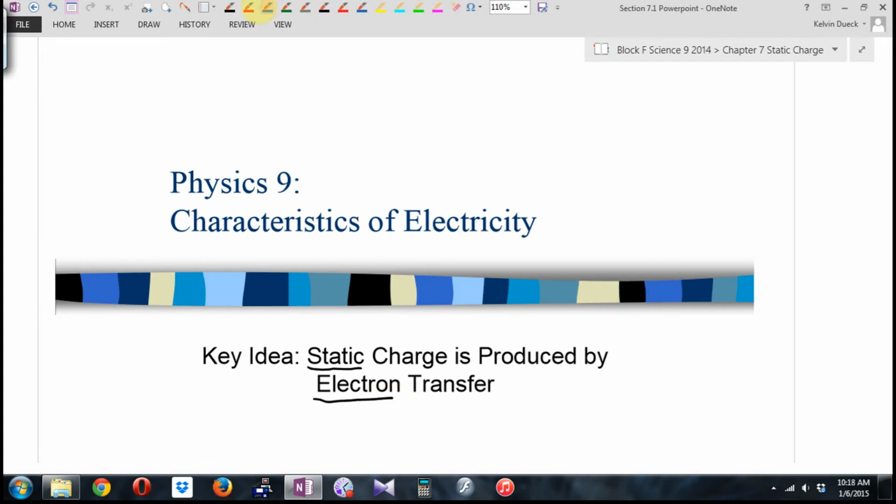Once again, just like in chemistry, Riley, all the action is with the electrons. It really is. In fact, there's a reason we call it electricity, and it's because it's the electrons that are moving through the wires.